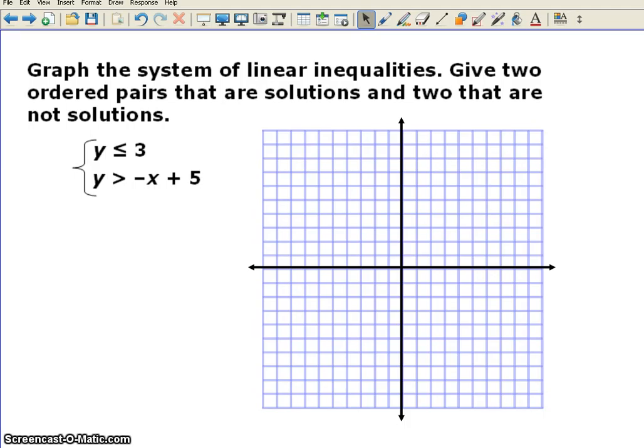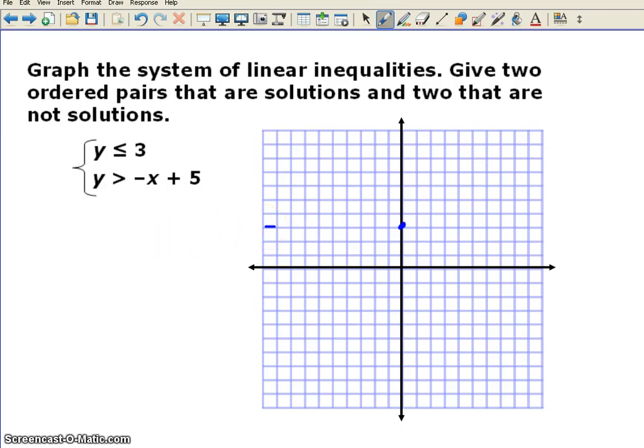The first one is a little bit tricky because it says y is less than or equal to 3. So we know that we would have to go up to 3 on the y-axis, and we would make our dot there because that's where it crosses the y-axis. But remember, it has a slope of 0 when there's no x in there. So we have a horizontal line on our axis.